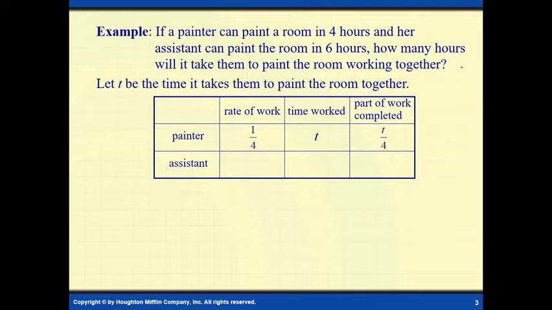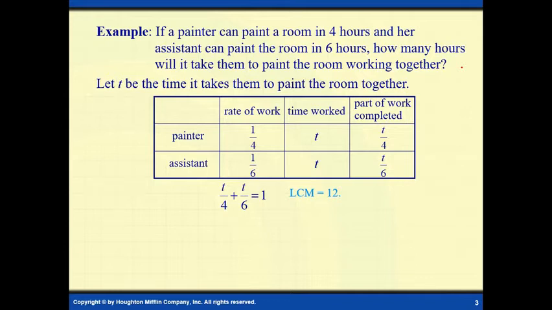So the painter can do 1/4 of the work in 1 hour. We don't know the time worked, that's what we're trying to find. So the part of the work completed is t/4, right? Because it's going to be the time over the rate of work. The assistant needs 6 hours to paint the room, so the rate of work is 1/6. The time worked is t, and so it's t/6. If we add the part of the work completed by both the painter and the assistant painter, we'll get t/4 plus t/6 is equal to 1. That 1 represents the room.